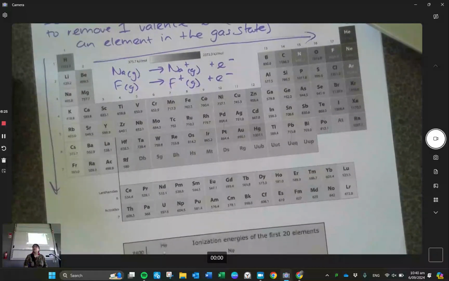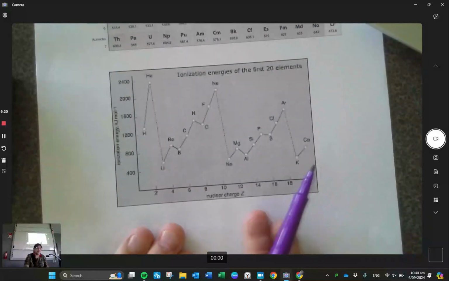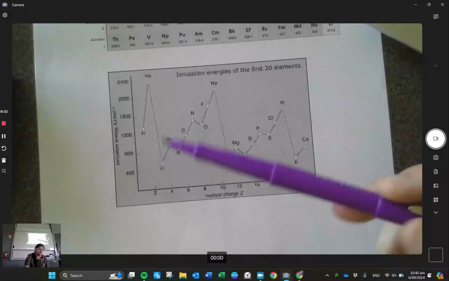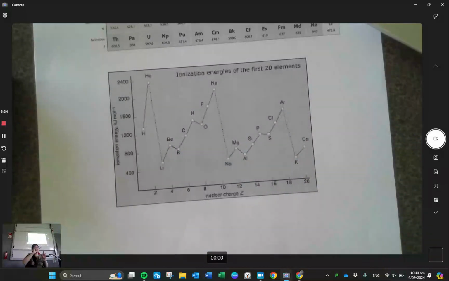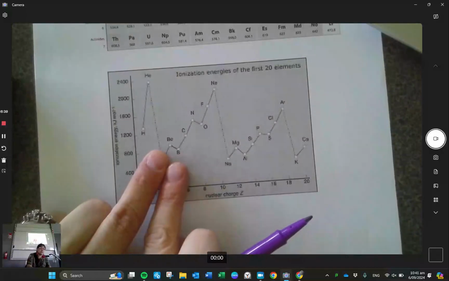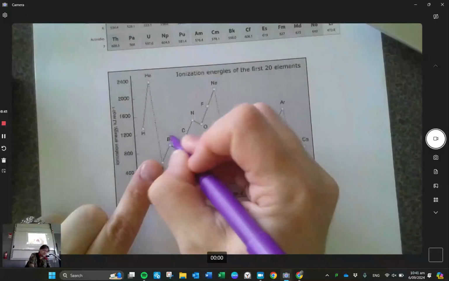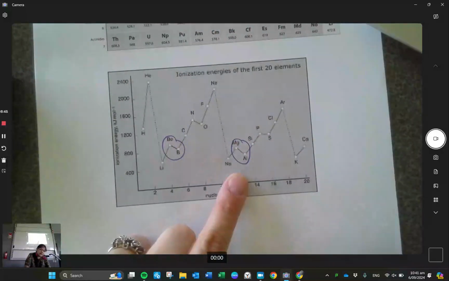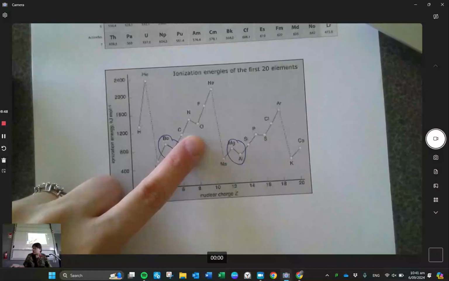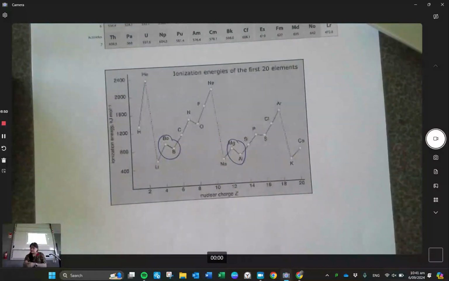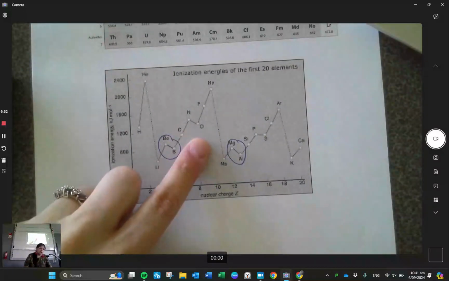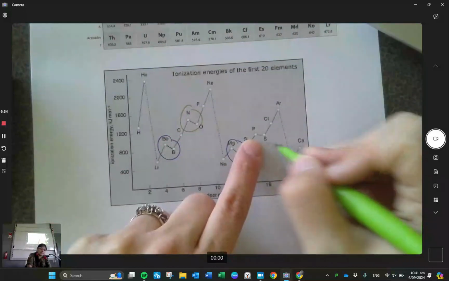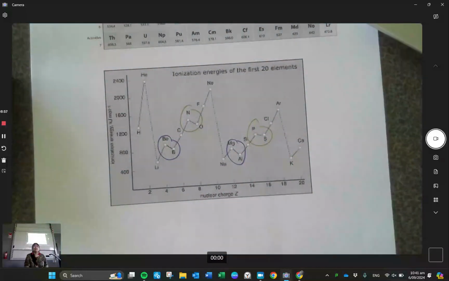Yes, no? Okay. Now, there are some exceptions to the rules, and that's why I included this table down here. What you'll notice is that there's generally a trend of, yes, as we're going across the row, it is increasing, but you see there are little dips. Beryllium and boron have a dip. Magnesium and aluminium have a dip. Nitrogen and oxygen have a dip, and phosphorus and sulfur have a dip.